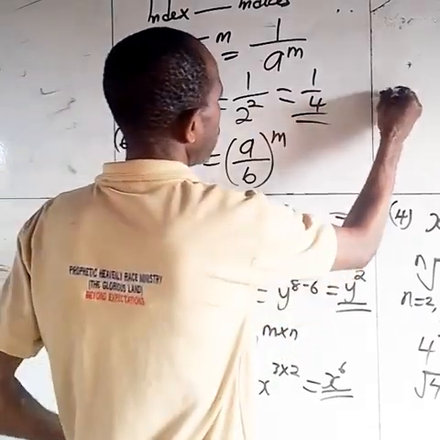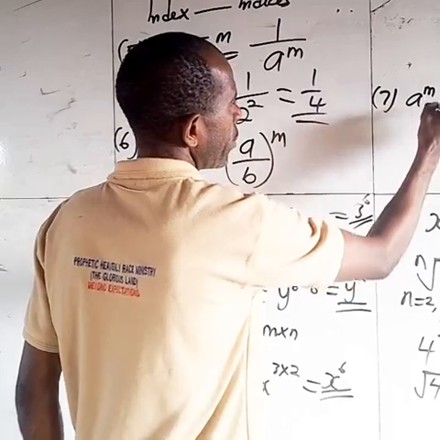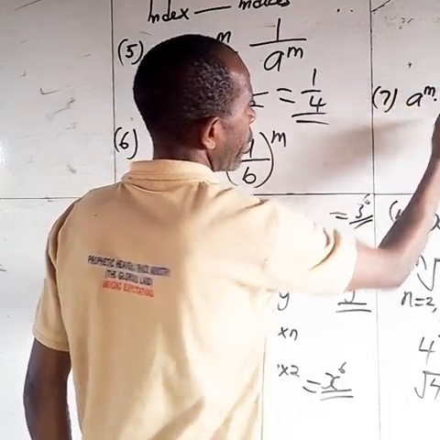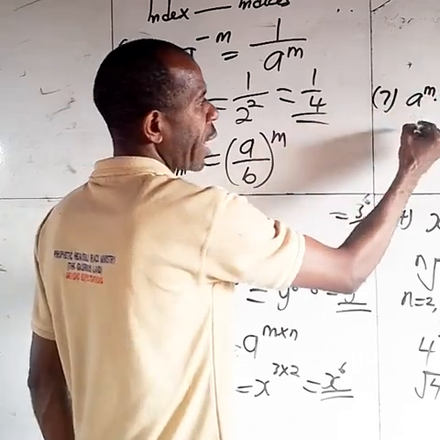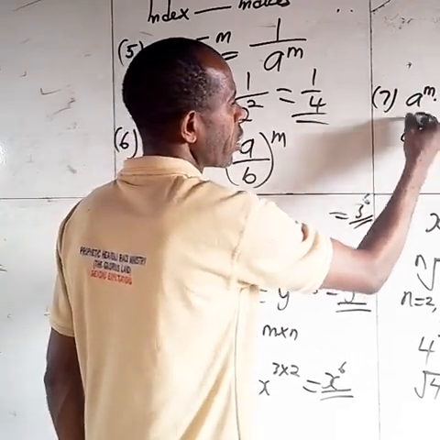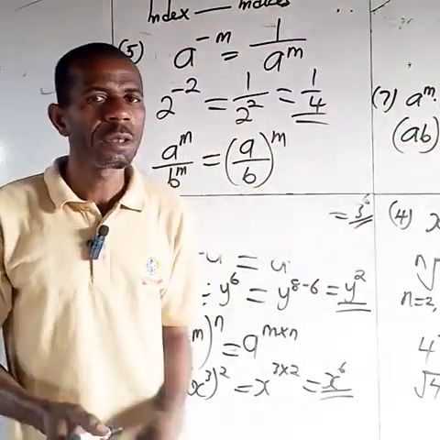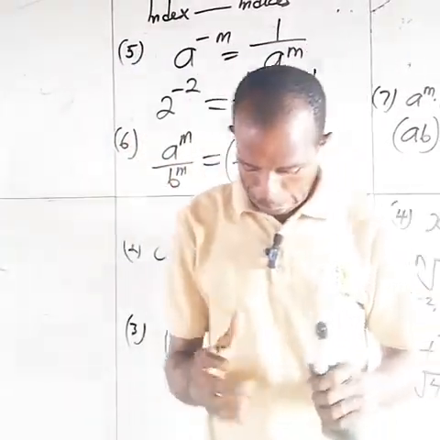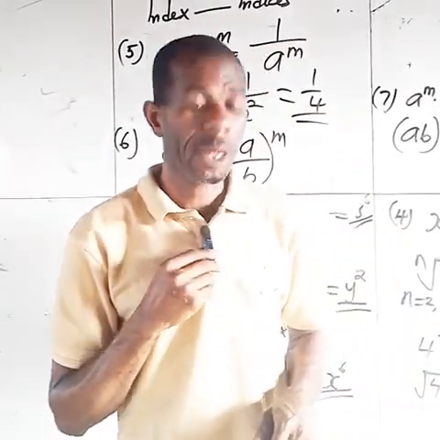Let's say this is number 7. If I have a raised to the power m, multiplied by b raised to the power m, look at what we have here. Since the exponent is the same, I can have a times b, then the common exponent. This is another law of indices. So we apply this to solving problems on a daily basis.